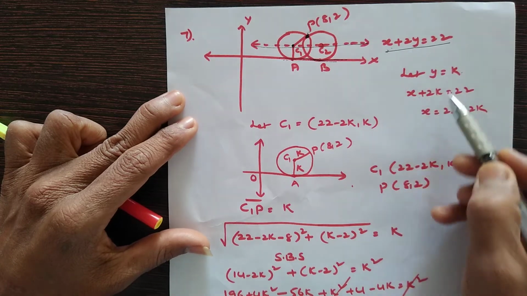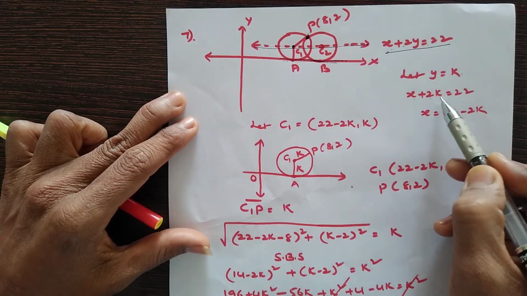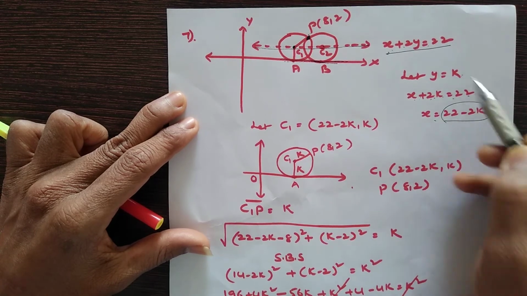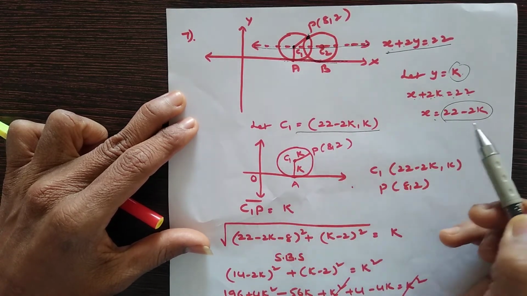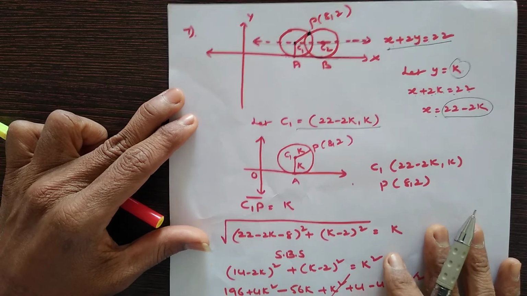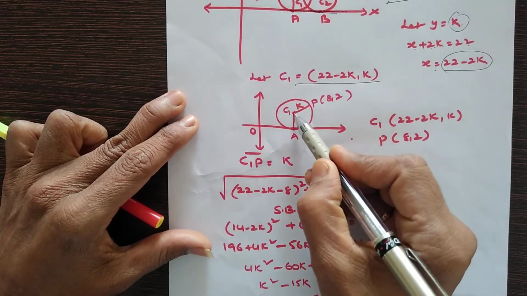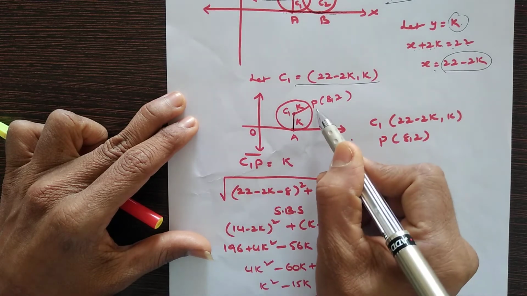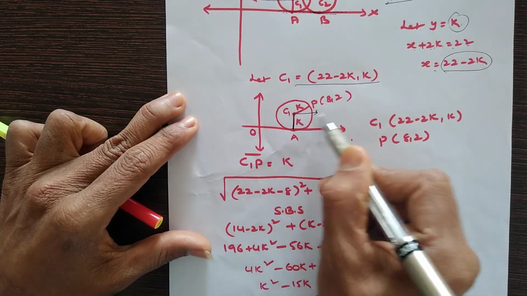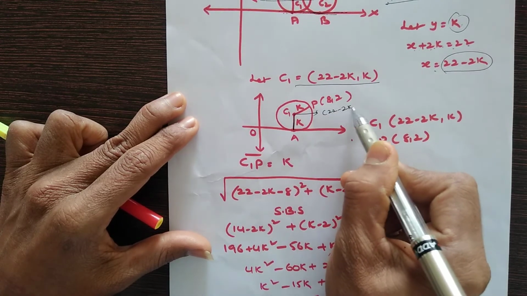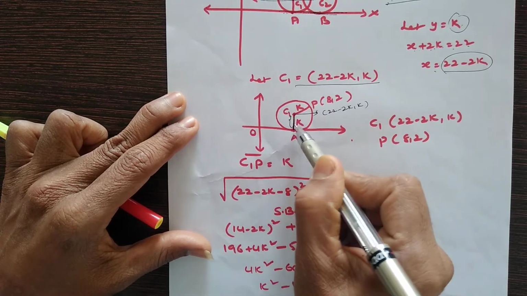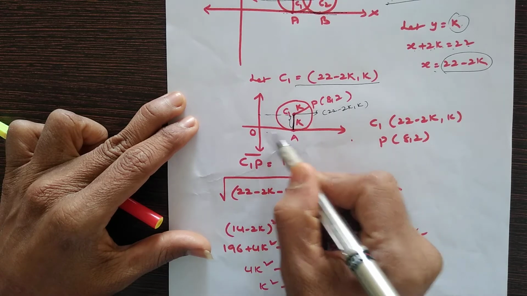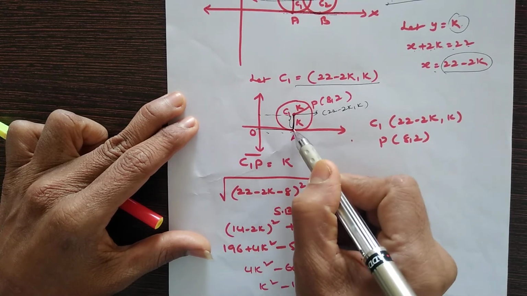If I take y as k, the x value will be: x plus 2y equals 22, so x plus 2k equals 22, and x is 22 minus 2k. This is center 1. The y-coordinate is k units, so the center is the point (22 minus 2k, k).